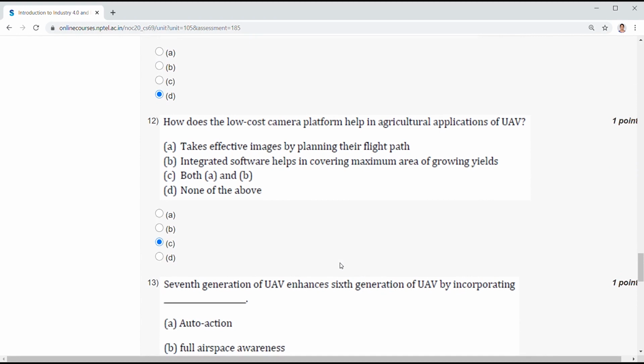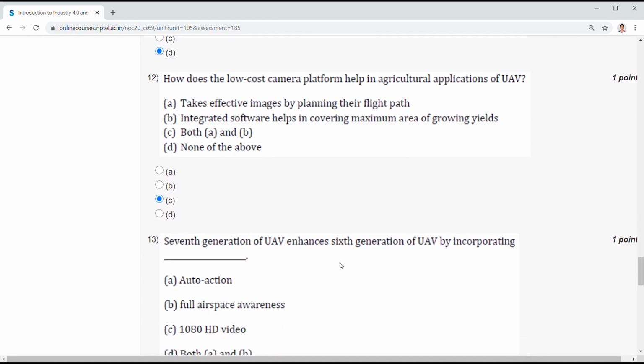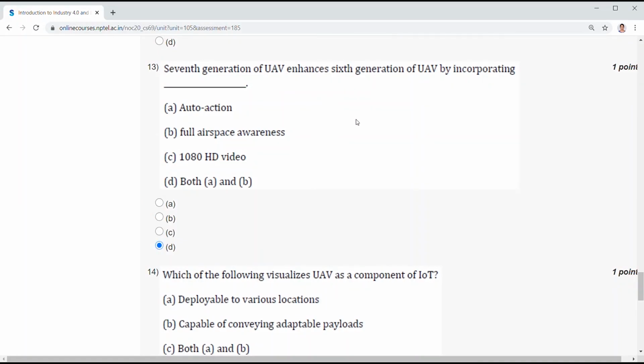12th question, how does the low-cost camera platform help in agriculture applications of UAV? And the options are A, takes effective images by planning their flight path. B, integrated software helps in covering maximum area of growing yields. C, both A and B. D, none of the above. And the correct answer is C, both A and B. Coming to the 13th question, seventh generation of UAV enhances sixth generation of UAV by incorporating A, auto action, B, full airspace awareness, C, 1080 HD video, D, both A and B. The correct answer is both A and B.